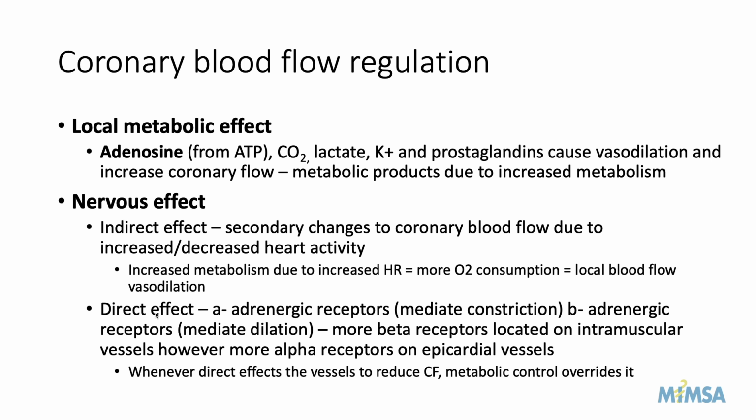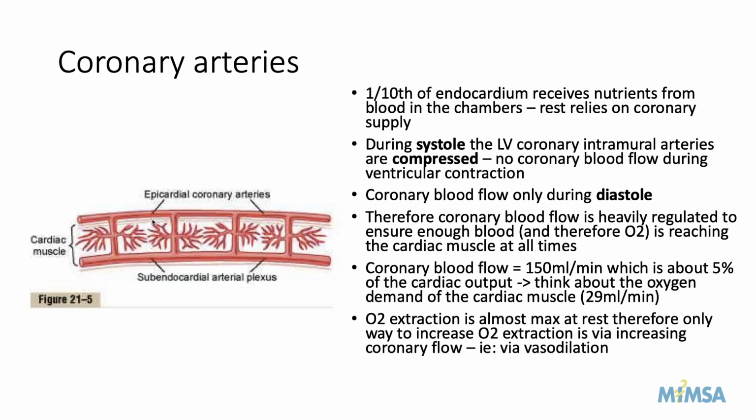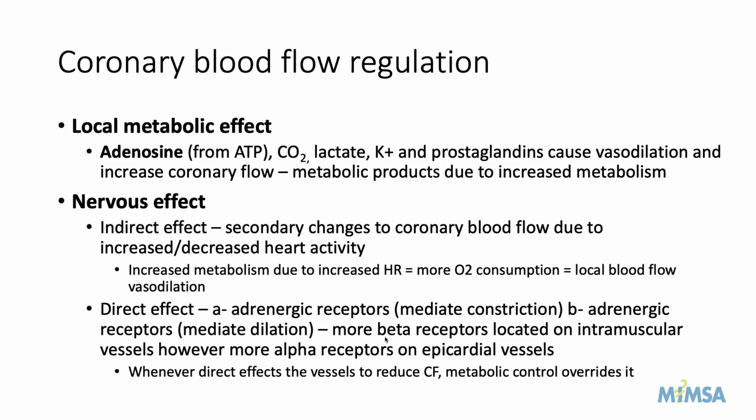And then you also have the direct effect. You have alpha adrenergic receptors, which usually mediate constriction, and beta adrenergic receptors, which usually mediate dilation of the vessels. There are more beta receptors on the intramuscular vessels, and more alpha receptors on the epicardial vessels. However, this is not that important, because whenever the direct effect of the sympathetic nervous system acts on the vessels to reduce coronary flow, the oxygen consumption is high anyway, so the metabolic control overrides that.